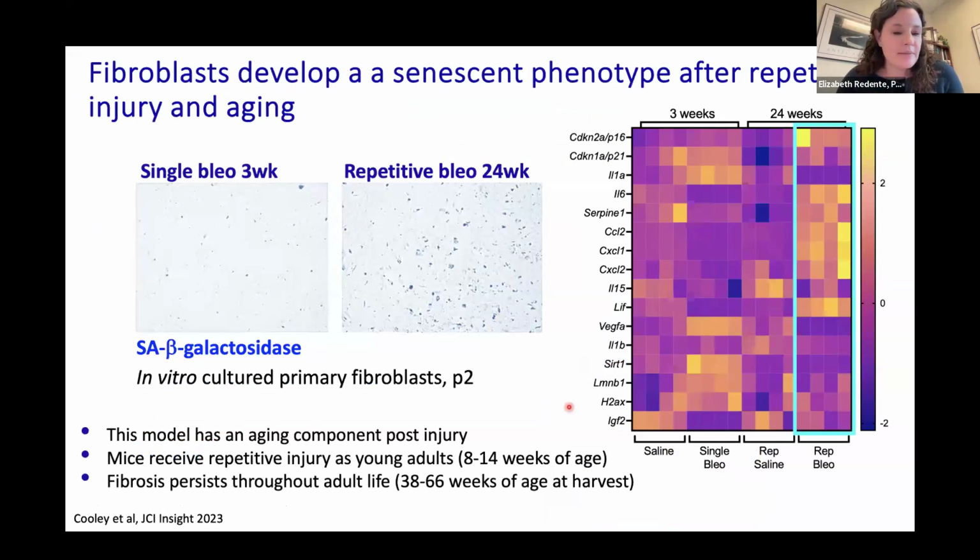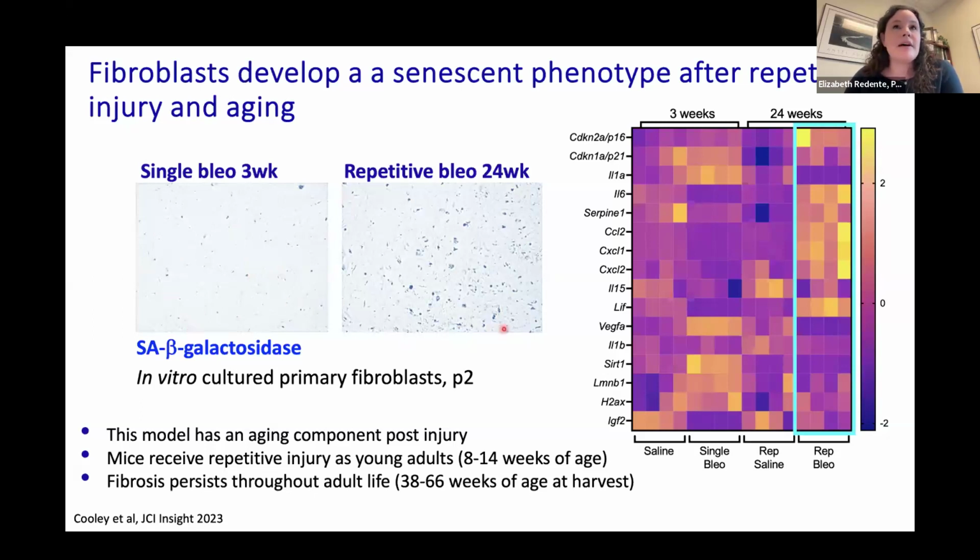Additionally, this is work that was completed and published recently by Joseph Cooley, who was a fellow in the laboratory. He was really interested in understanding the fibroblast phenotype. When we do a lot of in vitro studies, and when he pulled the fibroblasts out of the lungs to grow them in culture after repetitive injury, he discovered that they had undergone replicative senescence. We were not able to passage them in culture past passage 2, and they stain quite nicely for senescence-associated beta-galactosidase compared to fibroblasts coming out of the lungs just 3 weeks after bleomycin.